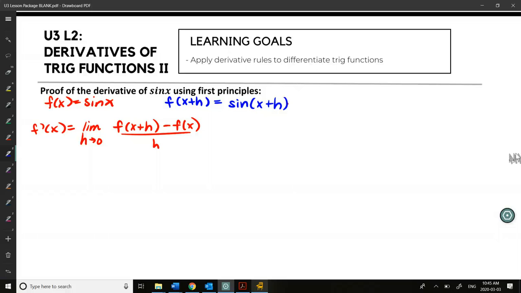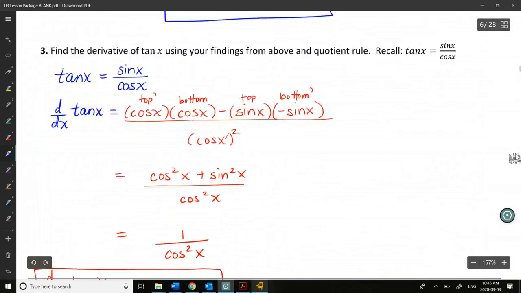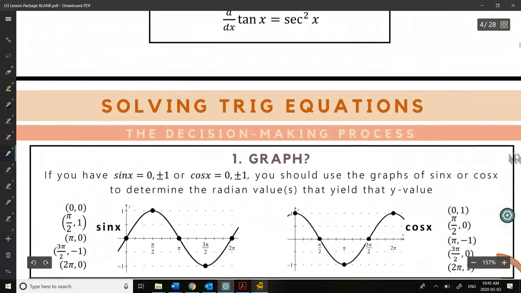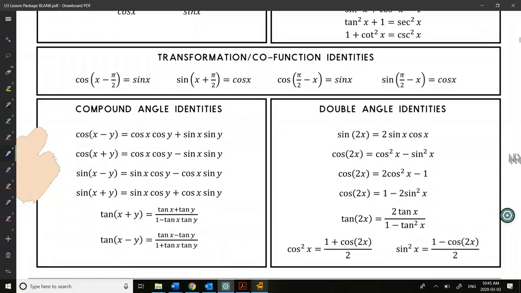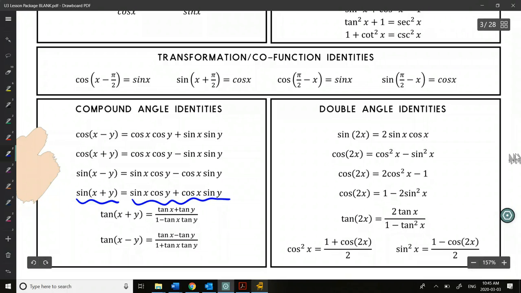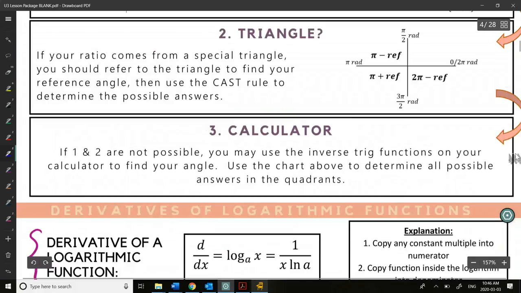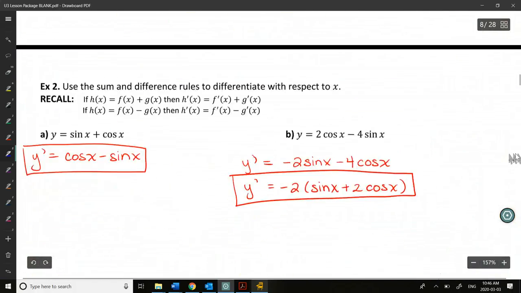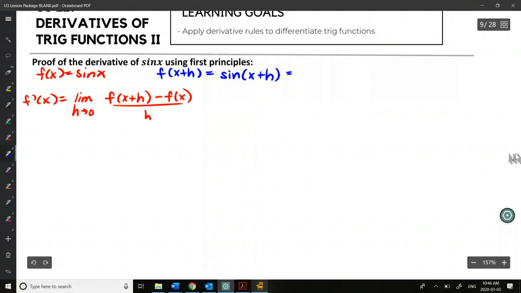Okay, so we have to use the compound angle formulas, right? Kaylee? Like sine x cos y plus cosine sine y? Yes, so if we look, I gave you guys the trig identity sheet in this package. Let's look at the trig identities here. We have sine of x plus something, and it's going to expand out into sine x times the cos of the something, which in our case is h, plus cos x sine h. So that's what we're going to use to expand this out for our proof. So sine x cos h plus cos x sine h.